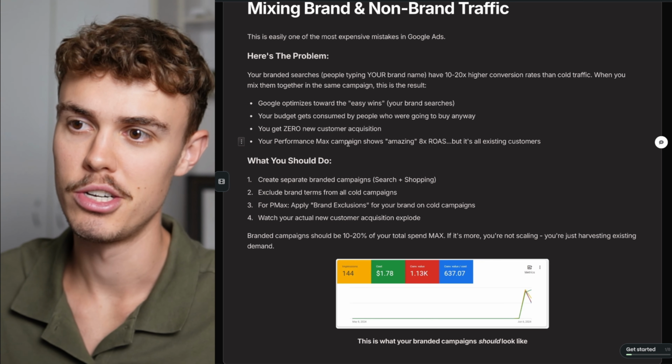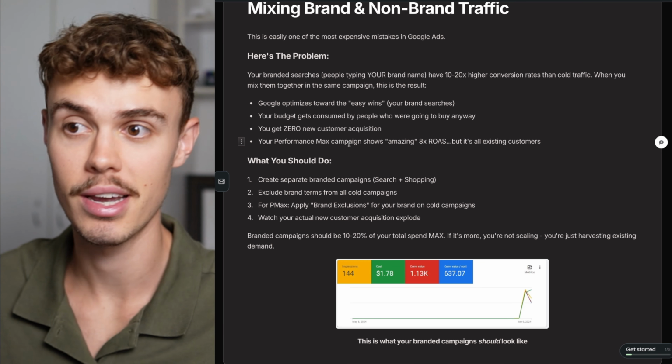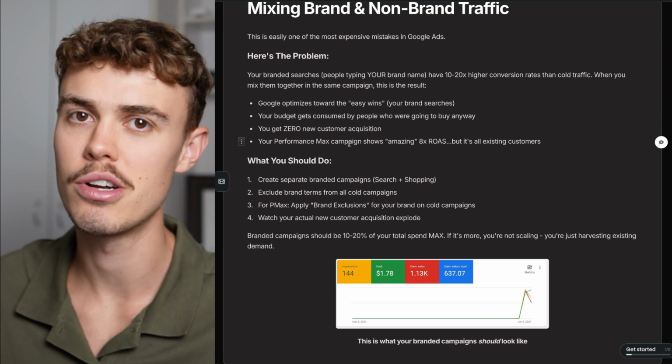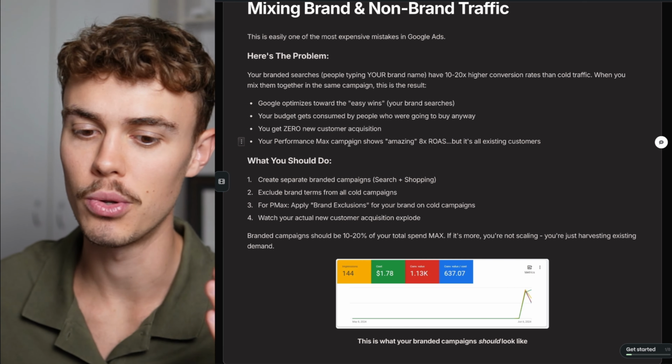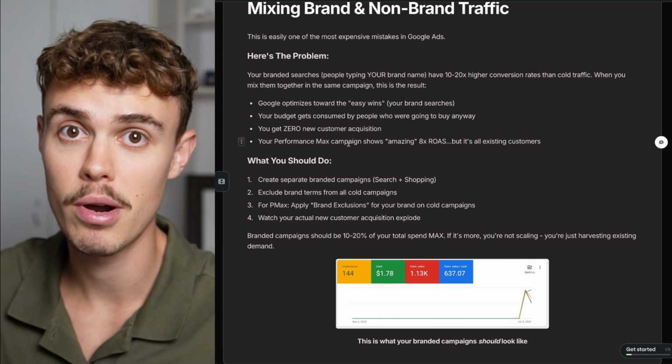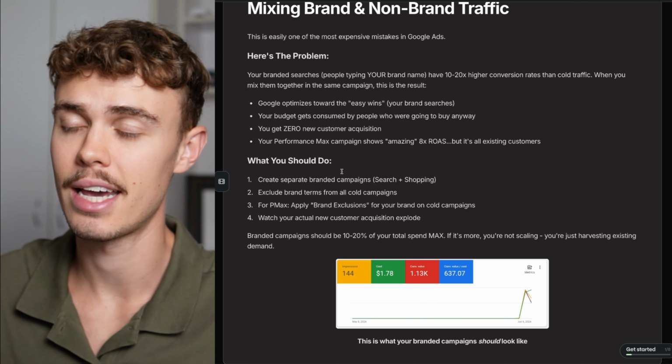Next, your Performance Max campaign shows an apparently amazing ROAS, like 8x ROAS, for example, but it's all existing customers. Again, this is not a representation of your actual performance, not a representation of your actual incremental value generated, MER, everything like that. So you want to make sure that you are separating them for reporting and scaling purposes.